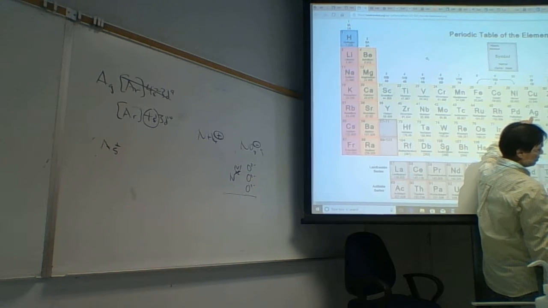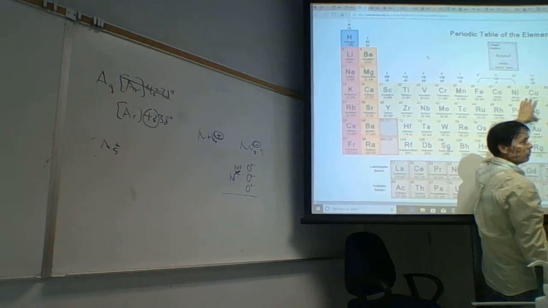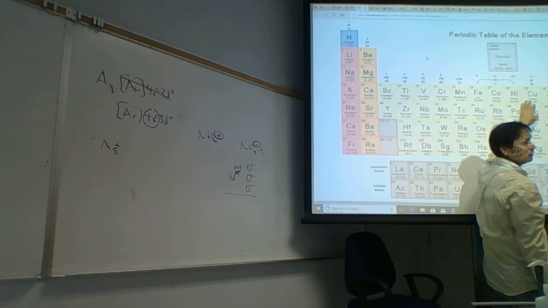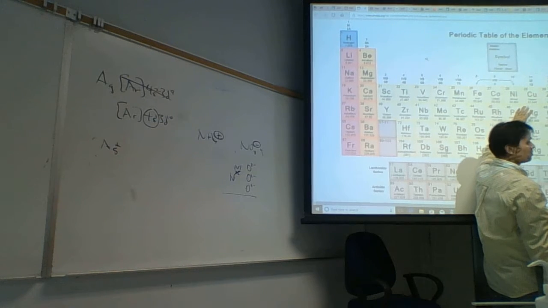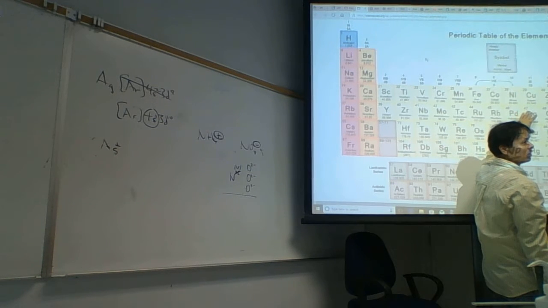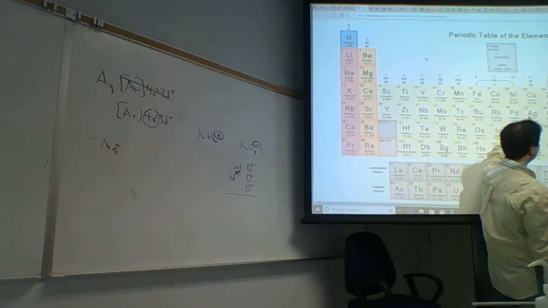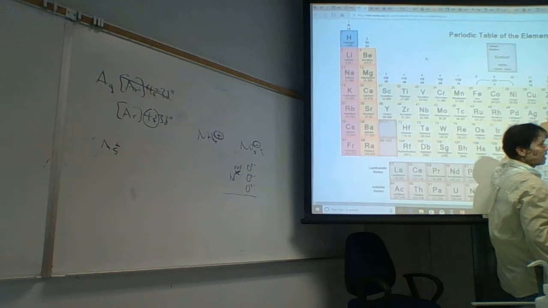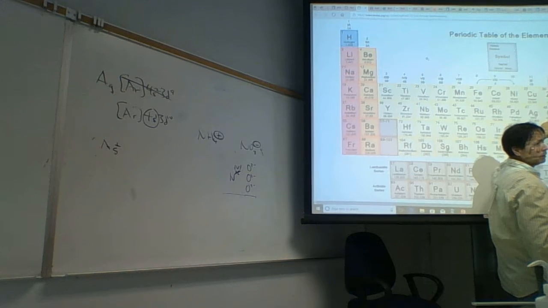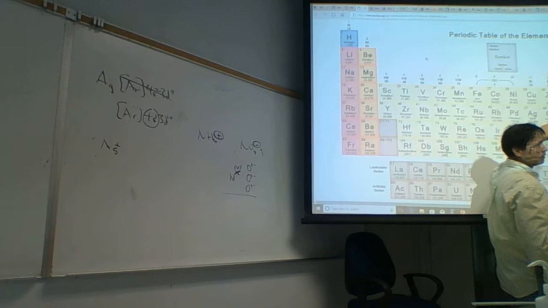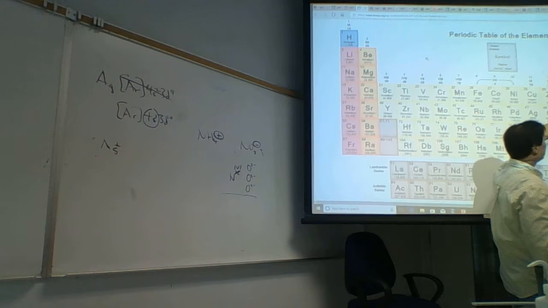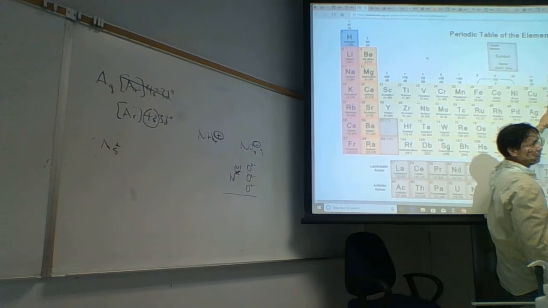Unfortunately, not everything works out so nicely, because copper forms +1 and +2. So +2 copper is 3d9. And gold forms +1 and +3, which is d8. And so copper and gold kind of buck the trend, but silver is good. Same thing with cadmium. What group is cadmium in? Group 2B. Do you know what the charge on cadmium ion is? It's always +2, and zinc is always +2.